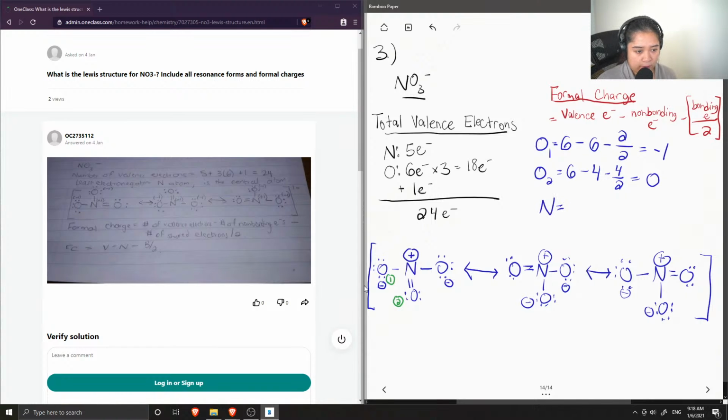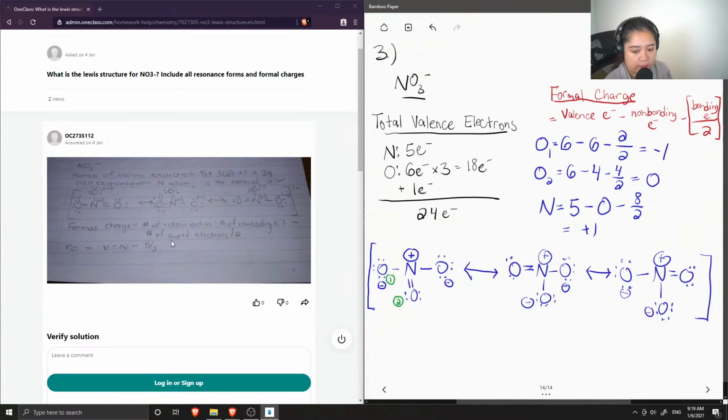Now let's do it for the nitrogen. Nitrogen has 5 valence electrons. It has no lone pairs, so for non-bonding electrons I'm going to write 0. And the number of electrons that are participating in the bond, so there's 4 bonds. So there are 8 bonding electrons. And this is how the nitrogen has a +1 formal charge.